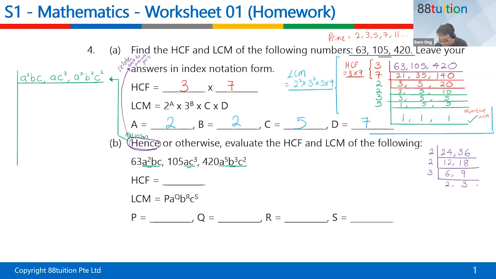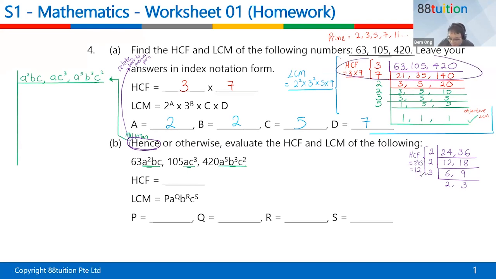And I stop here. I cannot go further. There isn't a common number that can divide both 2 and 3. So in this case, this whole thing will be the HCF. Can you see that? So HCF is 2 squared times 3, which is equal to 12.